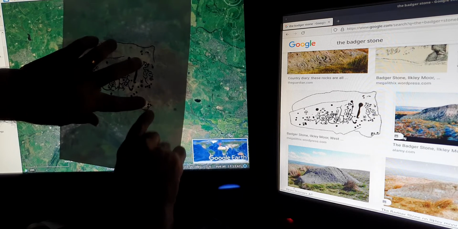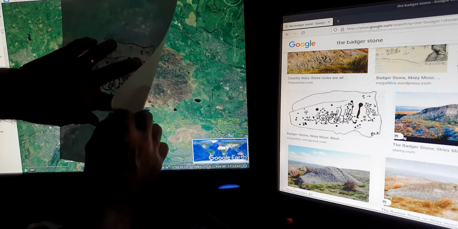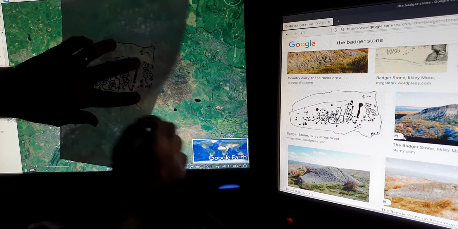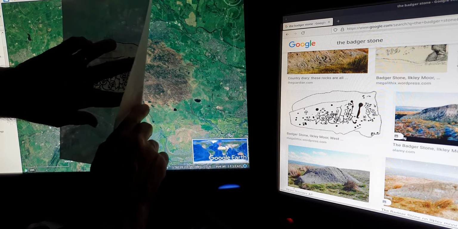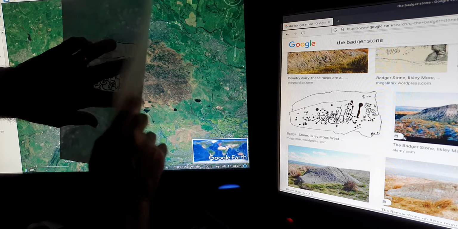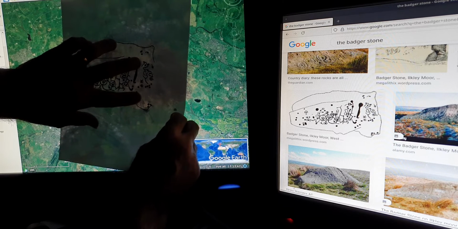So if you have a look here, all of this lines up down here for some reason. Okay, and you can see three tiny little dots here. That is that.